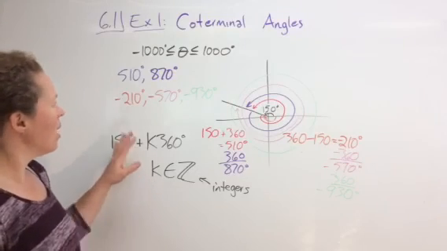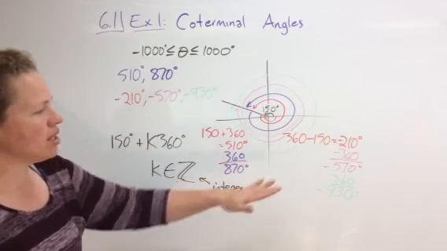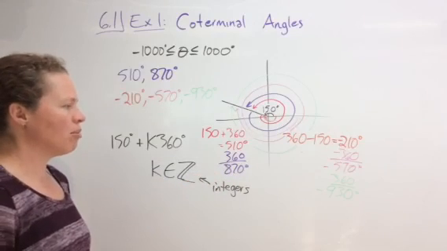So if I use this, I can get all these values because really all we did was skip count by 360.